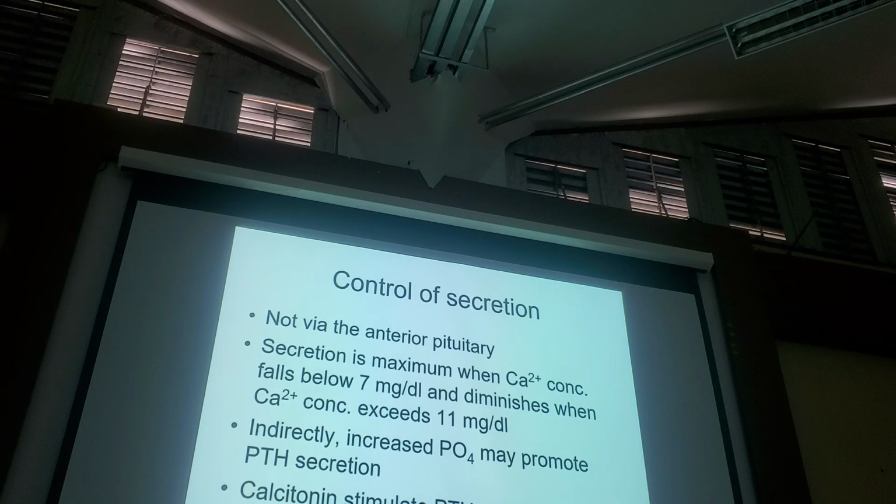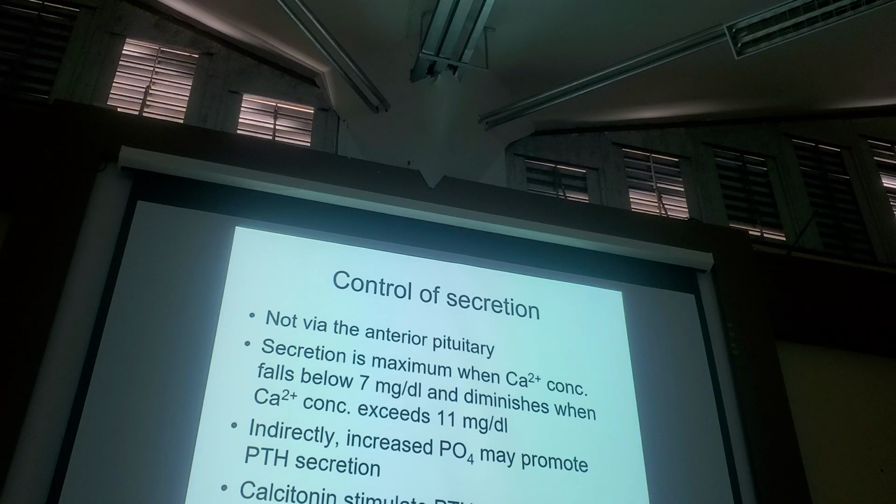So the secretion is maximum when calcium level falls below 7 milligrams per deciliter, and it diminishes when concentration exceeds 11 milligrams. So it suggests there is a range where the values can fluctuate. If it goes slightly up, the homeostatic mechanism will bring it down. If it goes slightly low, the homeostatic mechanism will bring it up within that normal range. It is when it overshoots this range that you will have a significant increase in PTH.